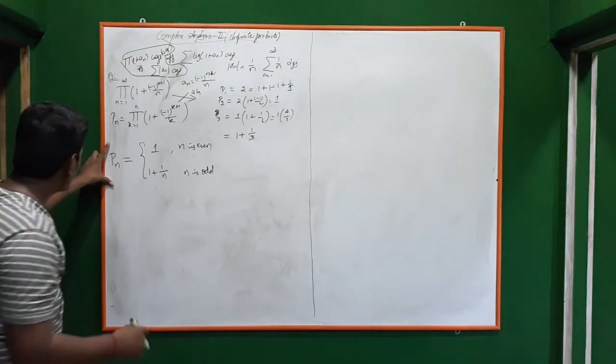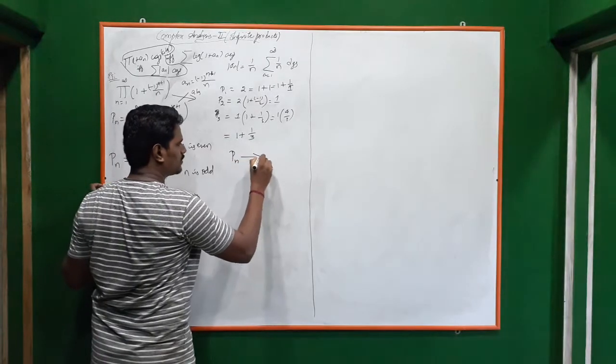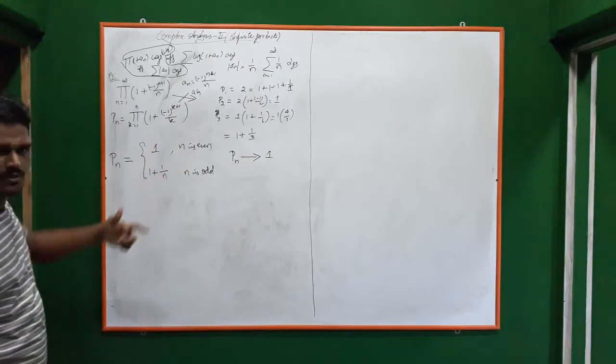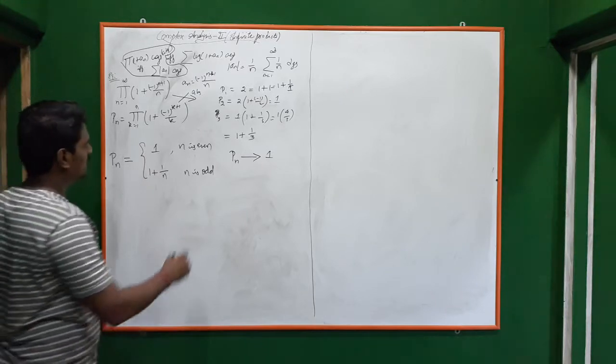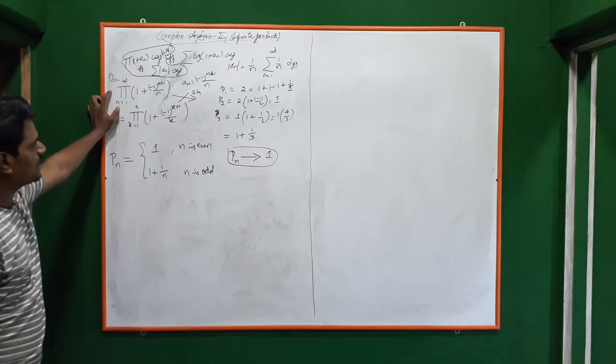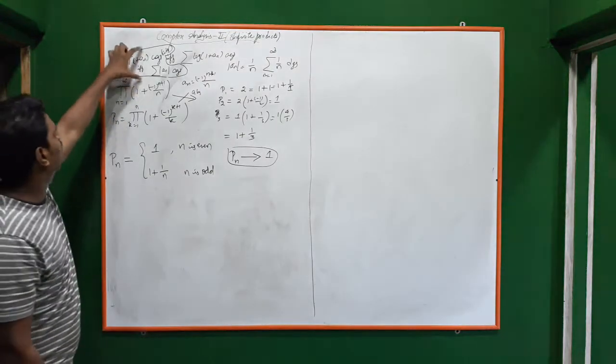So where will this converge? Pn will always converge to 1 here. As n goes to infinity, either of the cases converges to 1. Correct? So this is your convergence. So this product converges but doesn't converge absolutely. That comes from this.